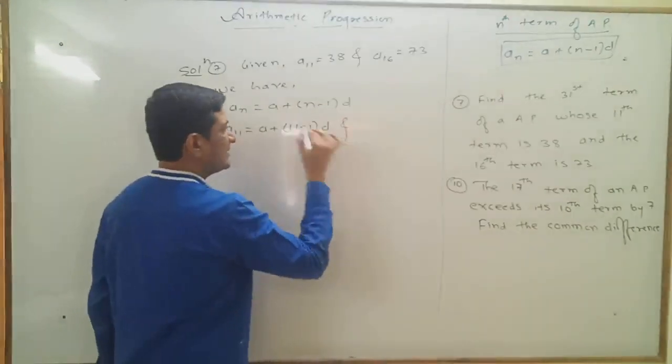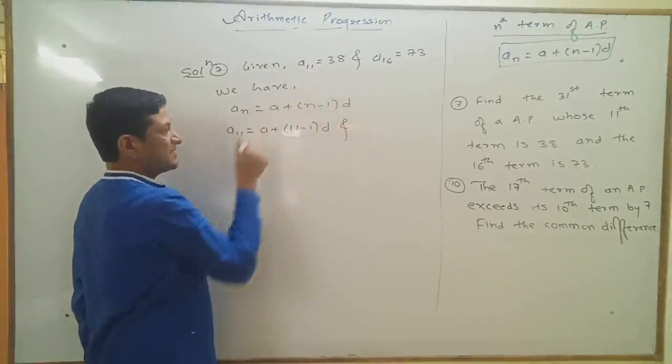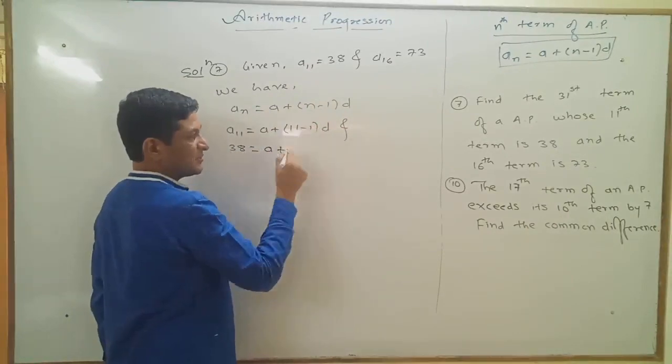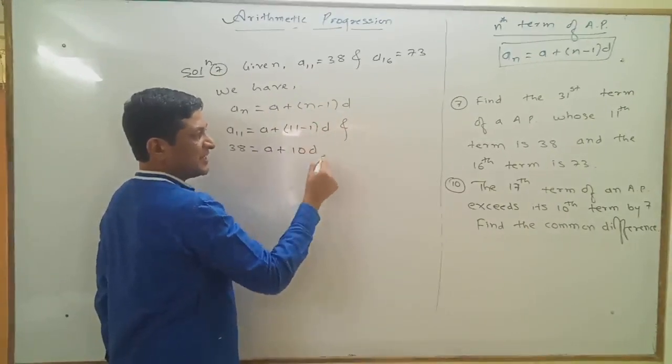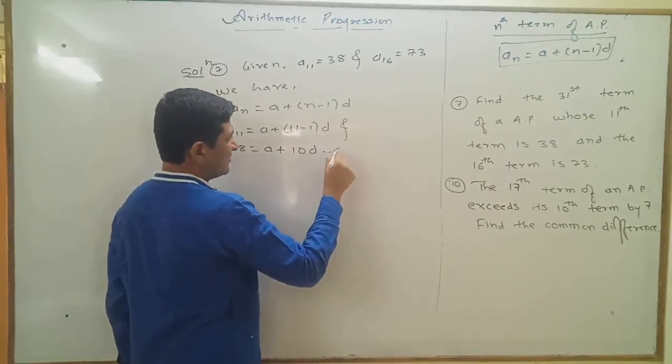And substitute the value of a11, which is 38, is equal to a plus 11 minus 1 is 10, 10 into d will be 10d. In this way we have got the first equation. Let us denote it by equation number 1.